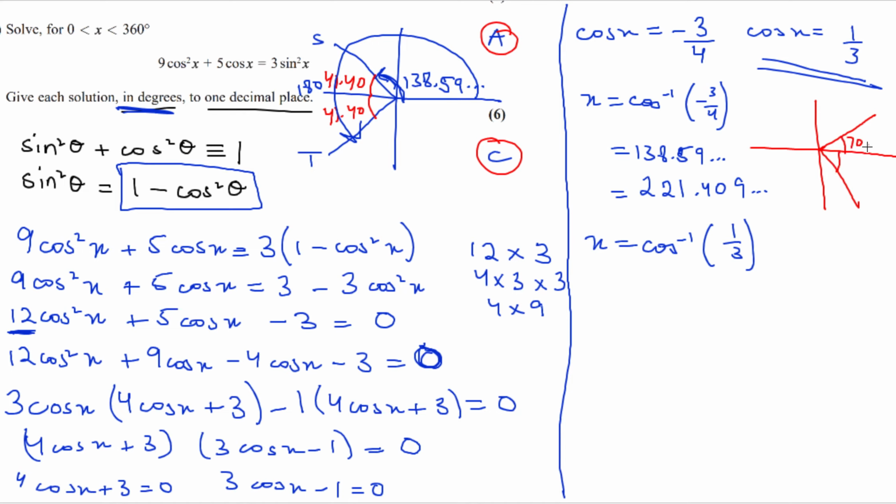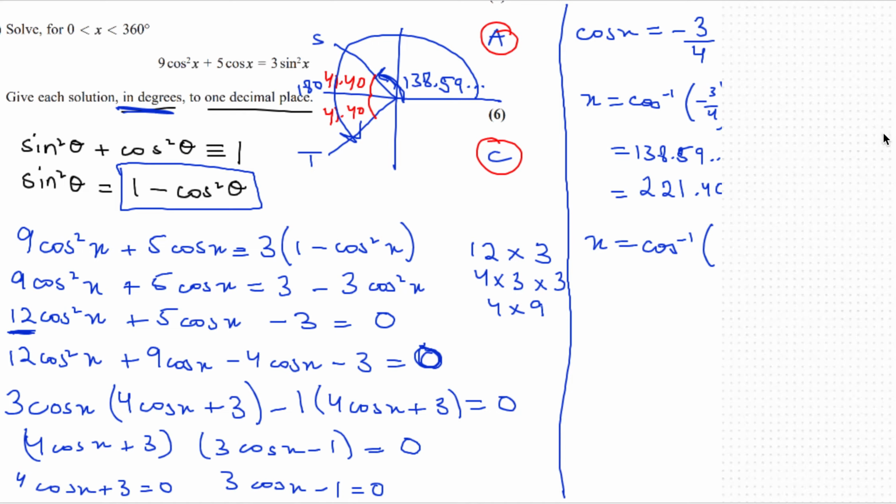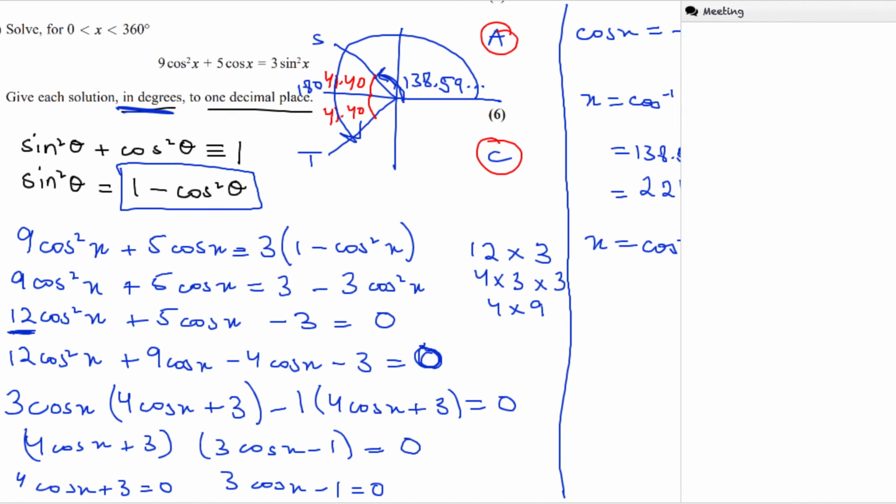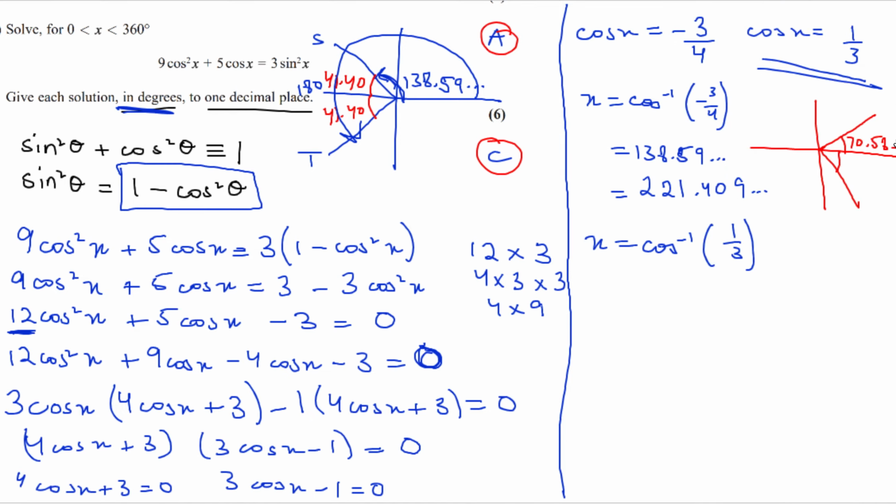So it's 70.528 and so on degrees. Now this is also 70.528 and so on degrees. One of the solutions that we've got, I'm just going to write it here, is 70.528 and so on degrees.